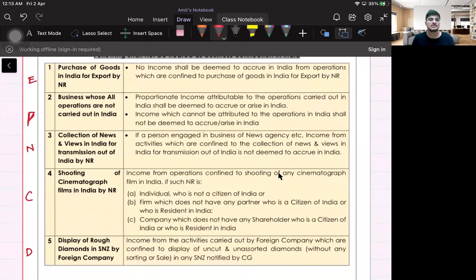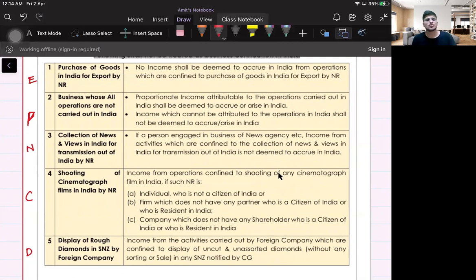Shooting a cinematograph film in India by a non-resident. A non-resident is coming into India and shooting a cinematograph film. In that case, he is not considered as having a business connection in India. But there are certain conditions which are given. The person who is coming into India, if he is an individual, should not be a citizen of India. If that assessee, that non-resident, is a firm, then no partner should be an Indian citizen or a resident of India. Or if that non-resident is a company, then no shareholder is a citizen or resident of India. If these three conditions are satisfied, then only shooting of cinematograph films in India by a non-resident will not form a business connection.